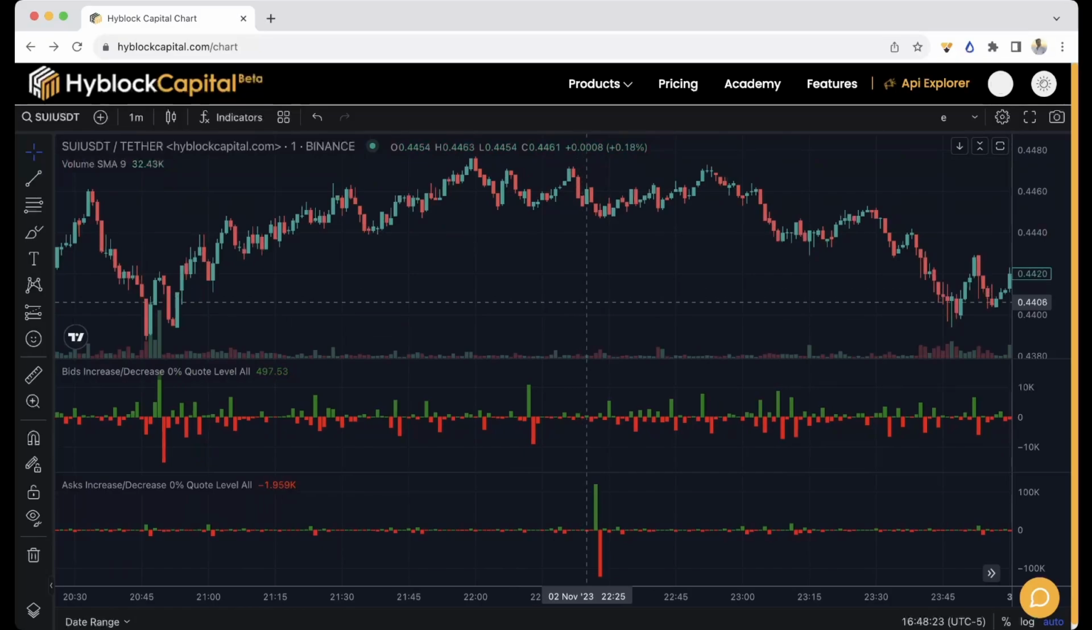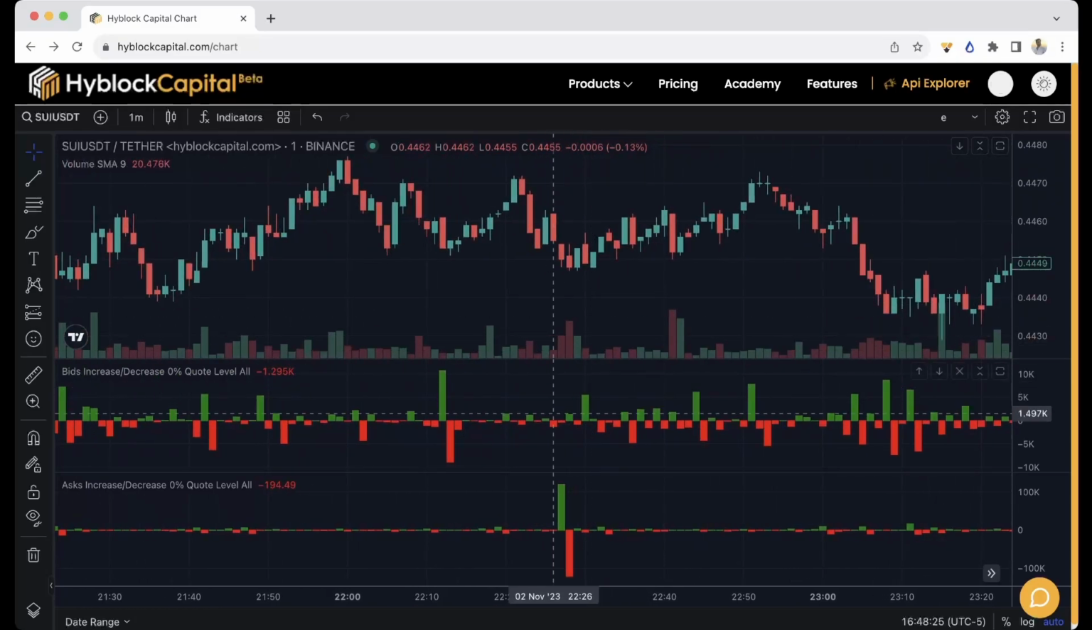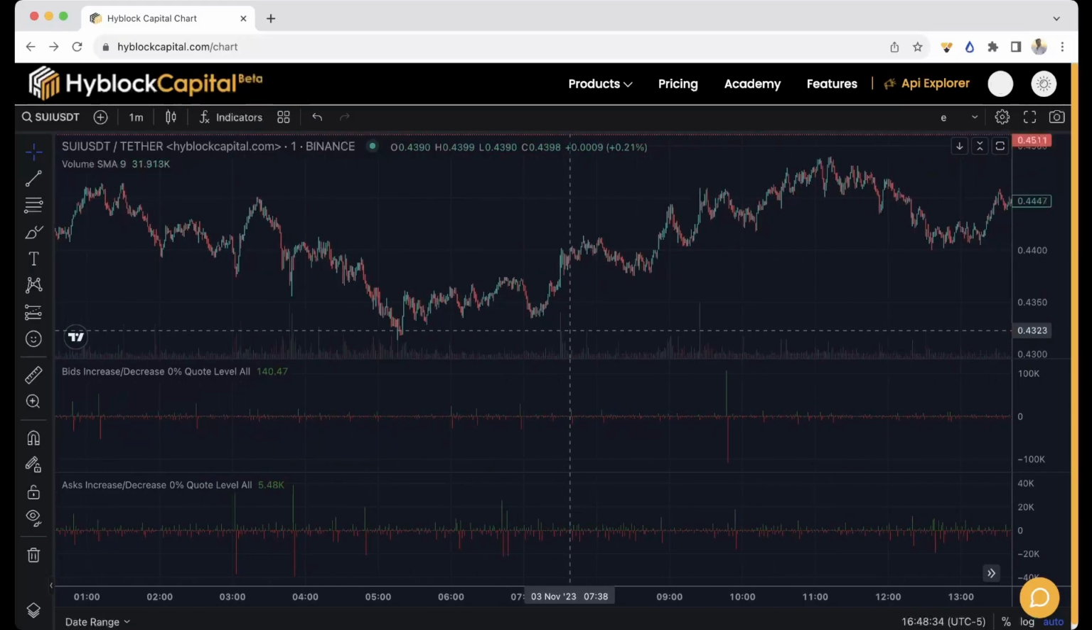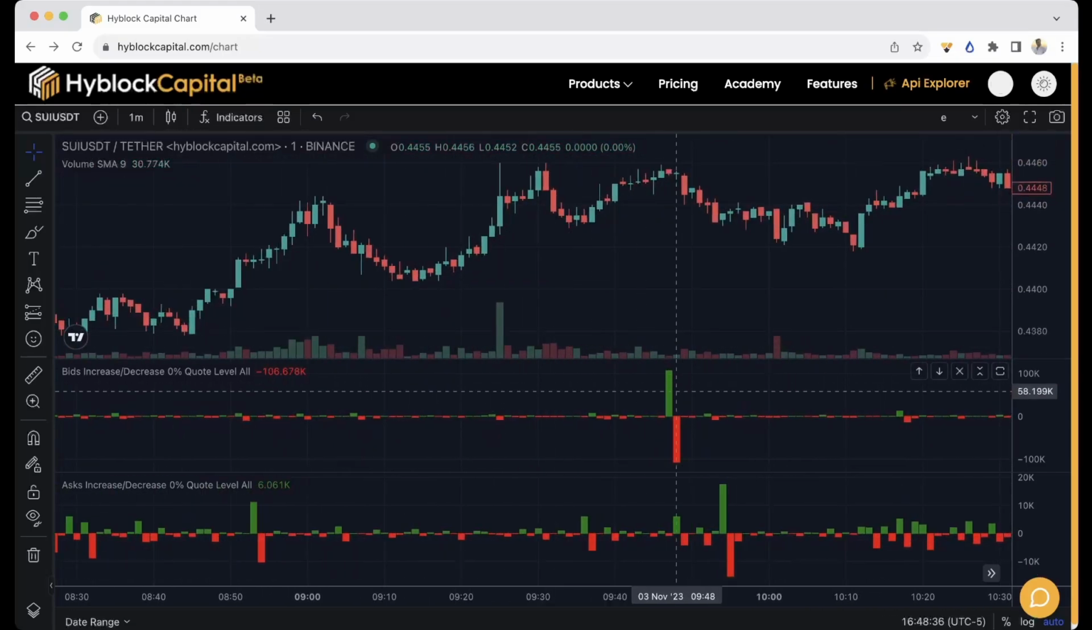So here, good example. A large sell was added right around here. Price went down a little bit. Then the large sell was filled or pulled with a bit of a volume spike as well. It looks like here, what do we have? A large bid was added right here, and then it was filled or pulled.